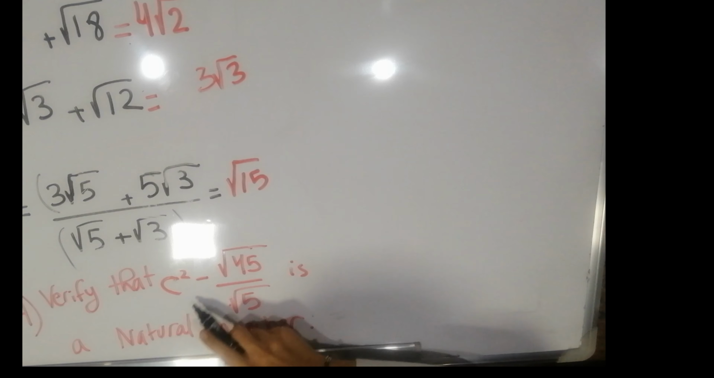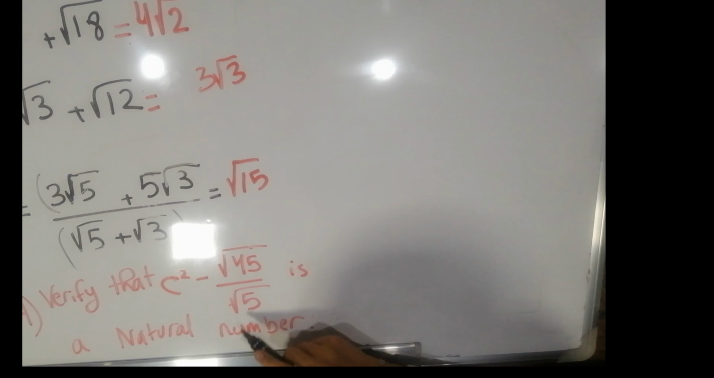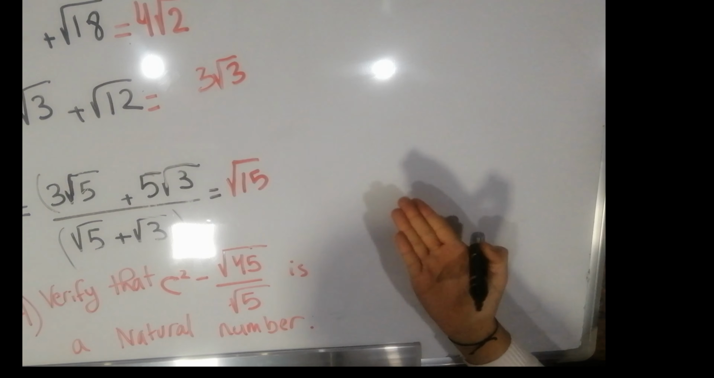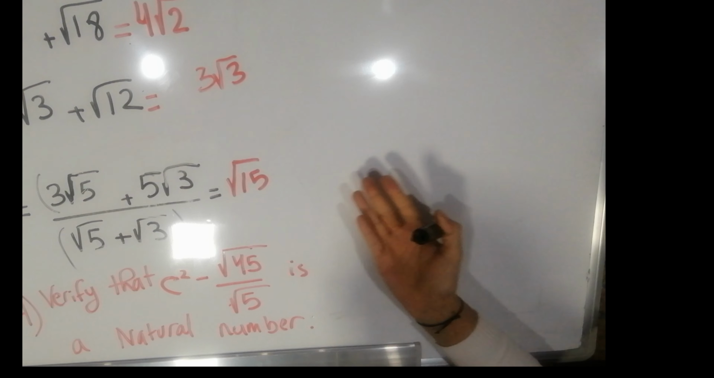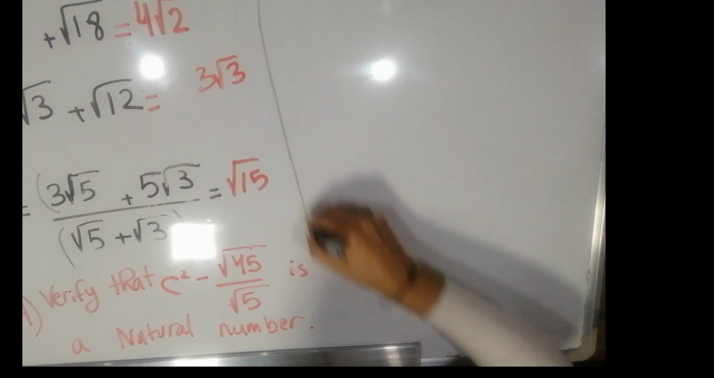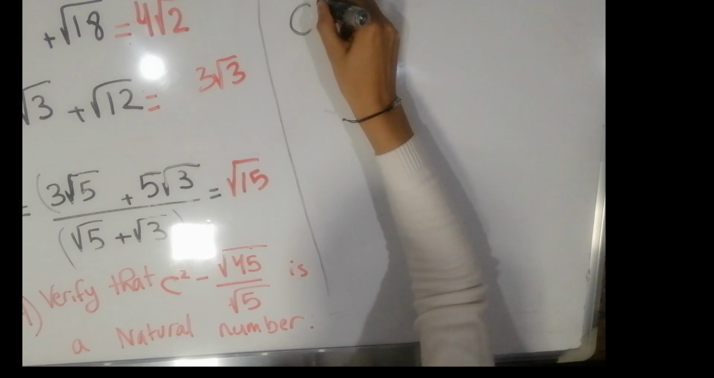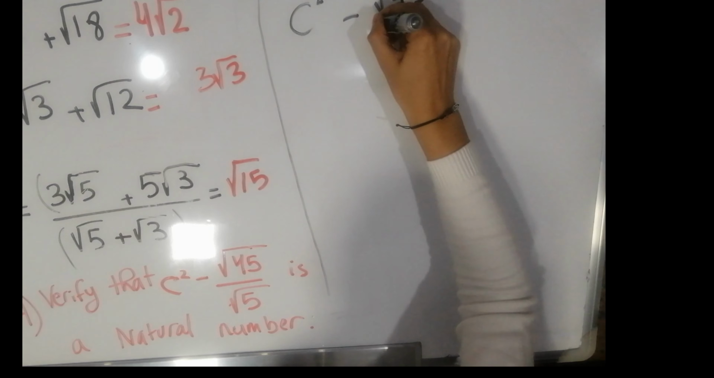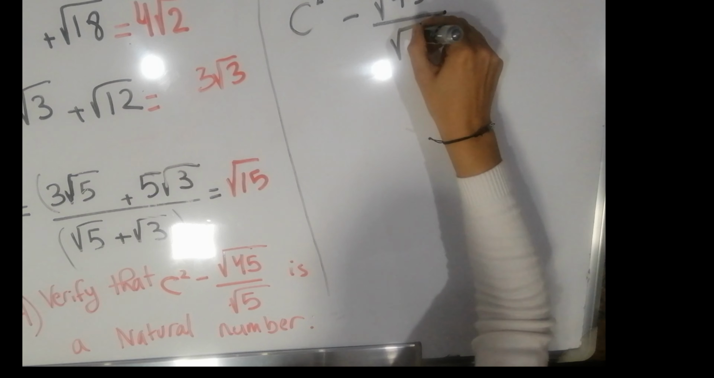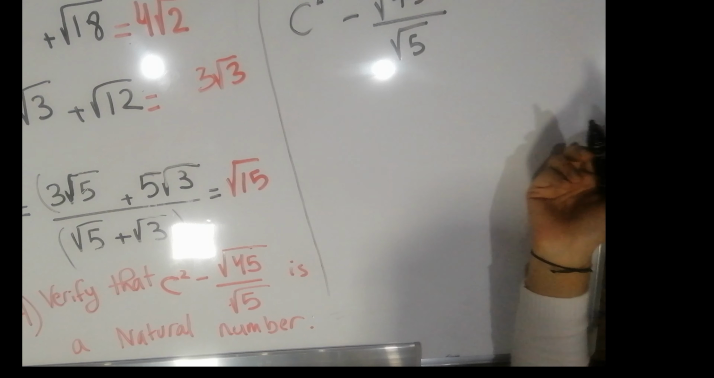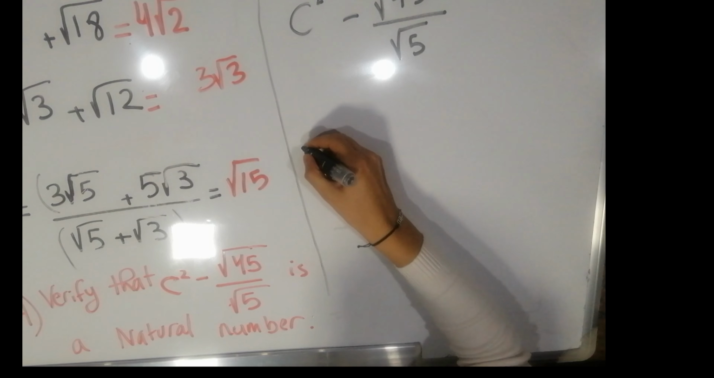Part 4: verify that c squared minus radical 45 over radical 5 is a natural number. How can we verify this? We just calculate it and see if the answer is a natural number or not. Whenever they ask us to verify or show that, we just work it out and see if the answer is correct.